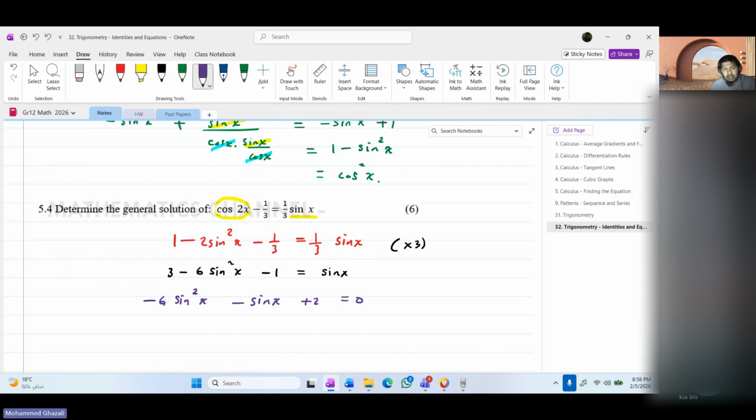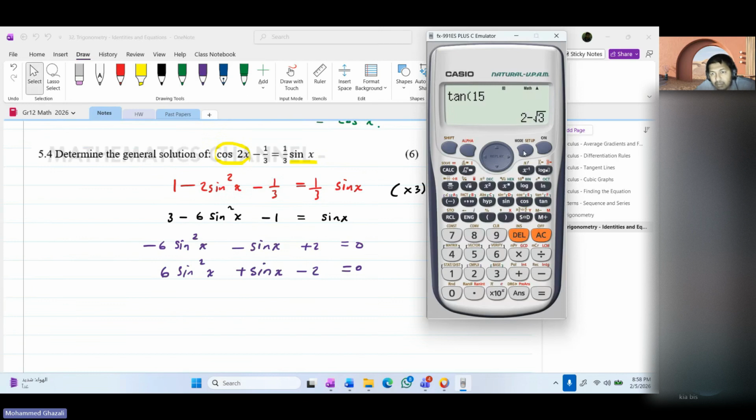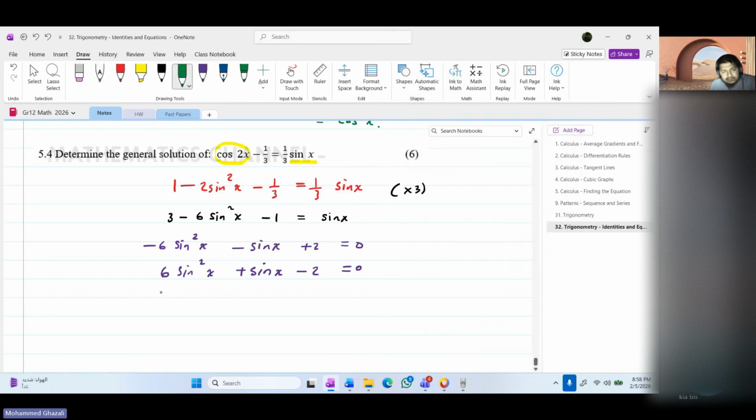Make a quadratic. Now, rearrange, multiply by negative, so write it in standard form. 6 sine squared x minus sine x, not minus, plus, minus 2 is equal to 0. Will this work out? 6, 1, and minus 2. Mode 5, 3, 6, 1, and minus 2. It does work out. So it's 2 sine x minus 1 and 3 sine x has to be plus 2 now.